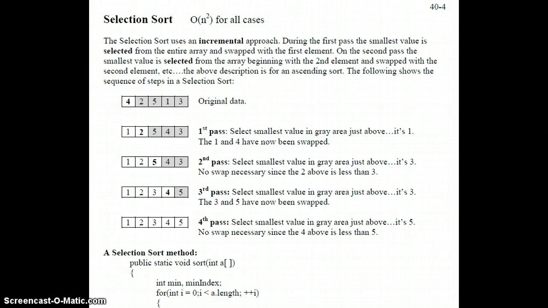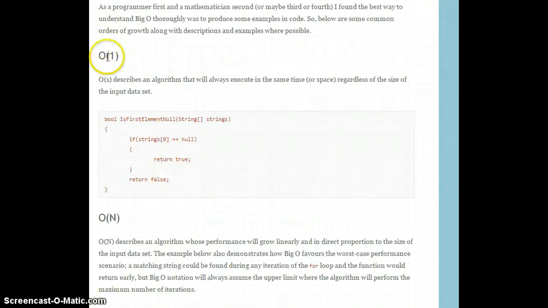The first type of sorting we're going to look at is selection sort. On Moodle, there's an explanation as to what this means. This is called big O notation. So if you look at it, if we have O(1), that just means that this algorithm is always going to execute the exact same thing.